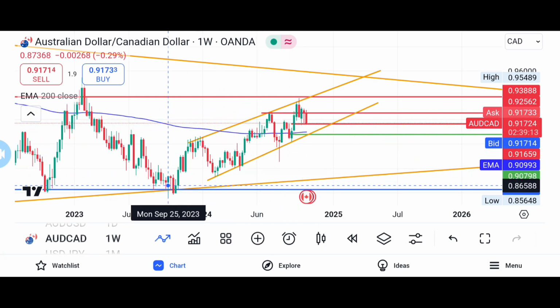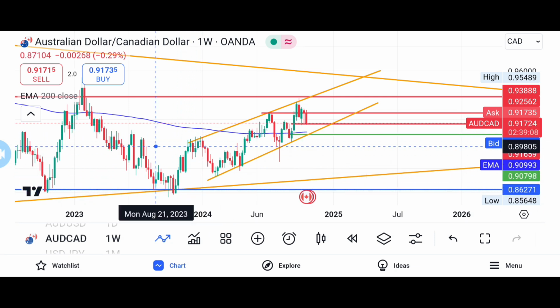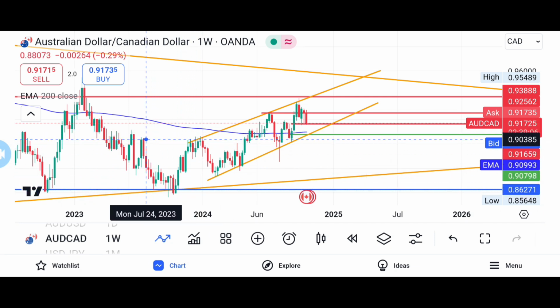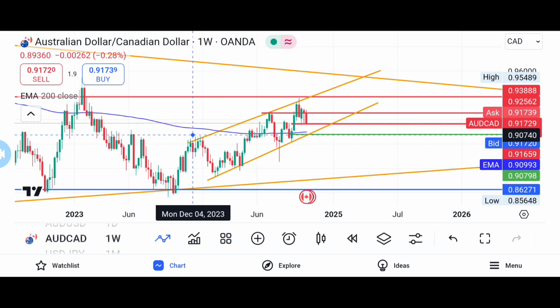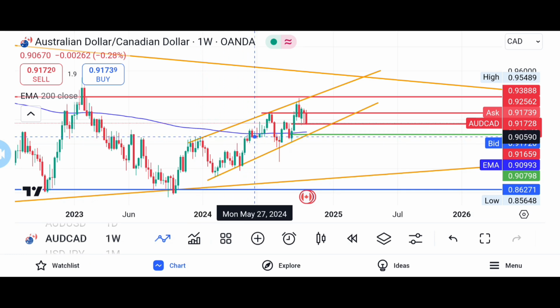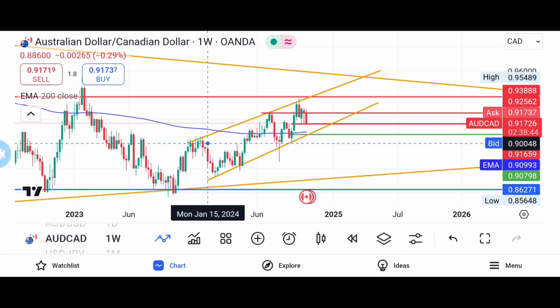So on the weekly, the price action came back. It never broke this high. It went back down, so it was still bearish. The moment it broke this resistance around this zone, we changed from being bearish to bullish.